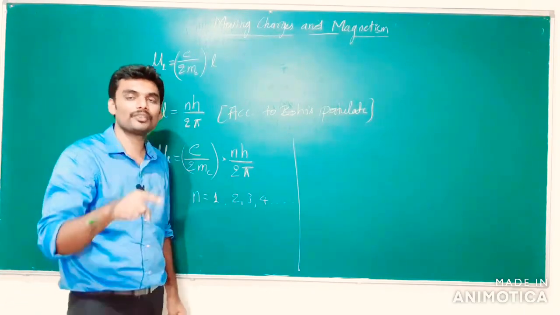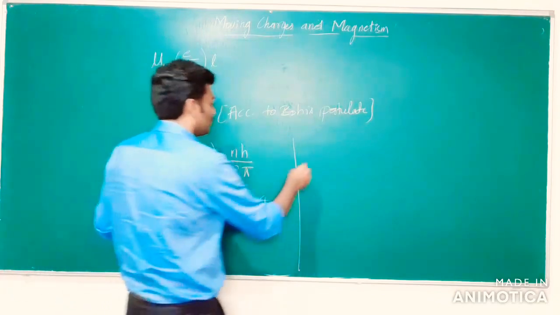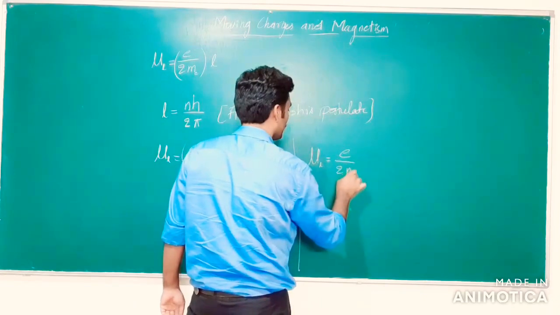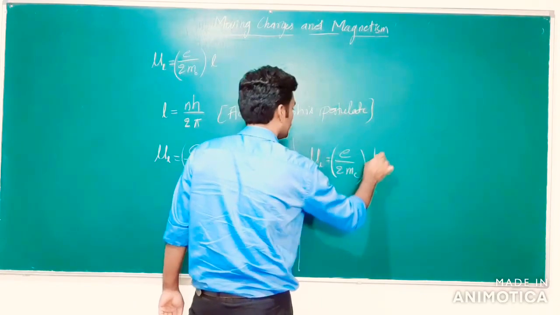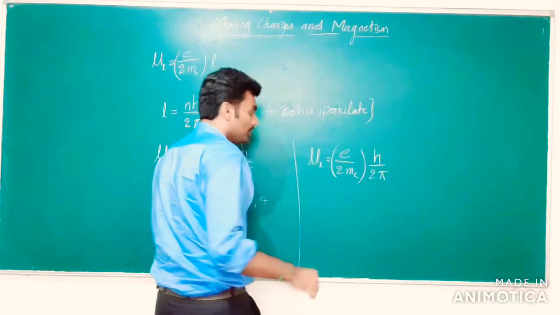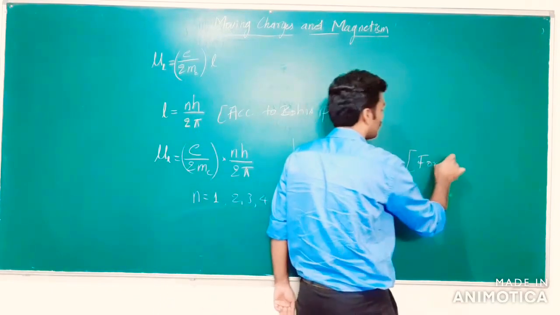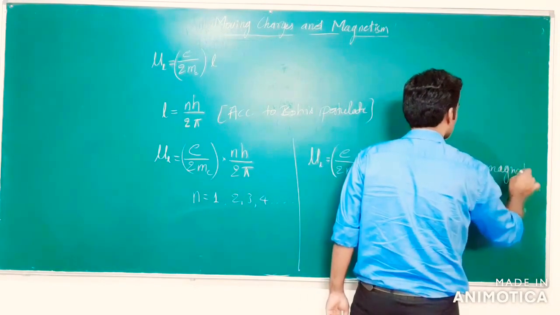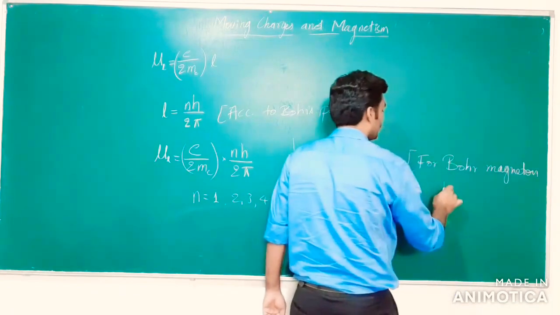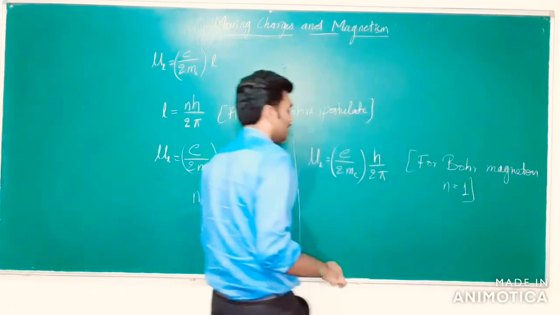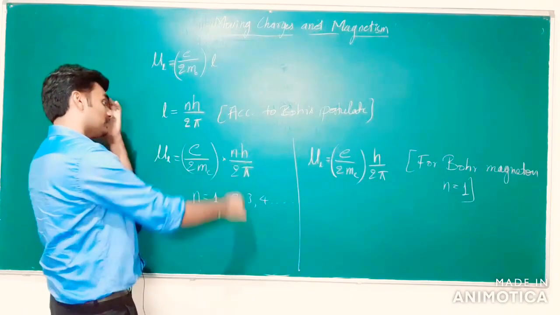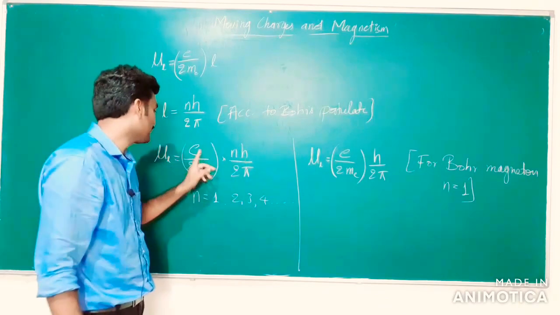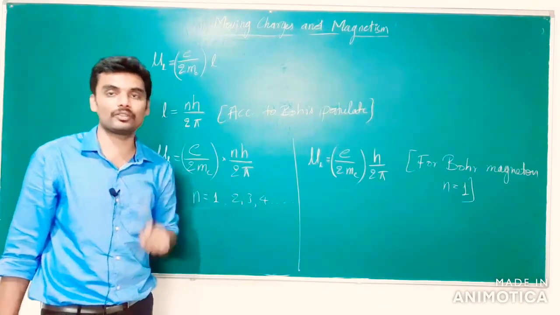So now we are concentrating on the first orbit. So mu L becomes equal to simply e by 2 me into h by 2 pi. Okay, why? Because for Bohr Magneton, n is equal to 1. Yeah, you might ask what is h? h is a constant again, nothing to worry, it is not a variable, it is a fixed constant just like e and m. It's called Planck's constant.